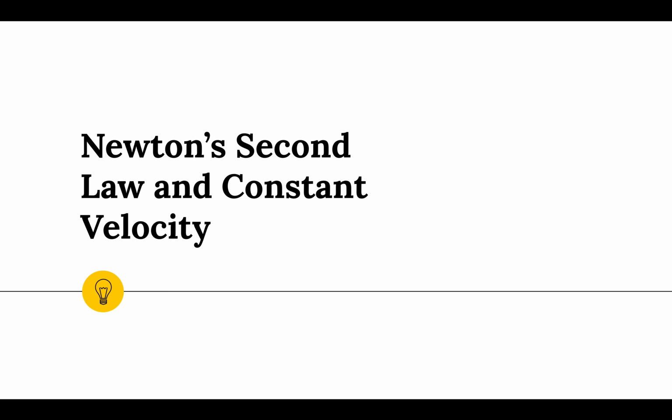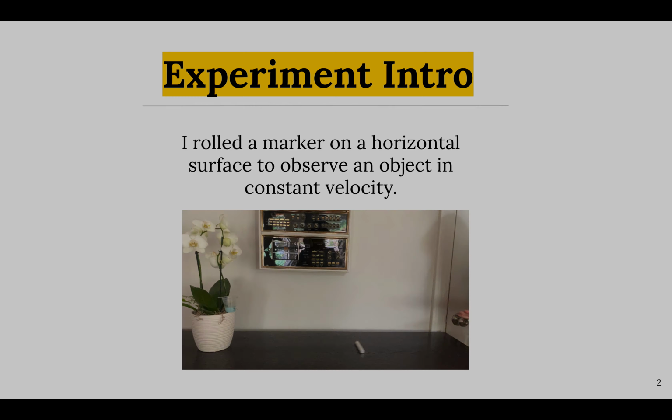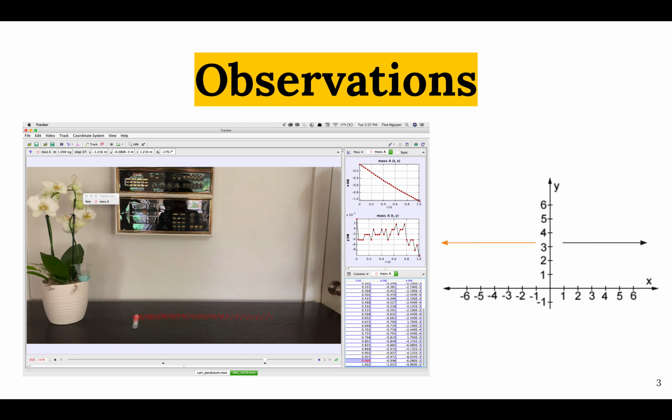This can be seen in the experiment as I was aiming for the marker to move in a straight line at a constant velocity. Here's a screenshot of my experiment where I pushed the marker. I used Tracker to track the time and position of the moving marker. As seen in the picture on the left, I put my origin at the right side of the table and pushed the marker towards the left.